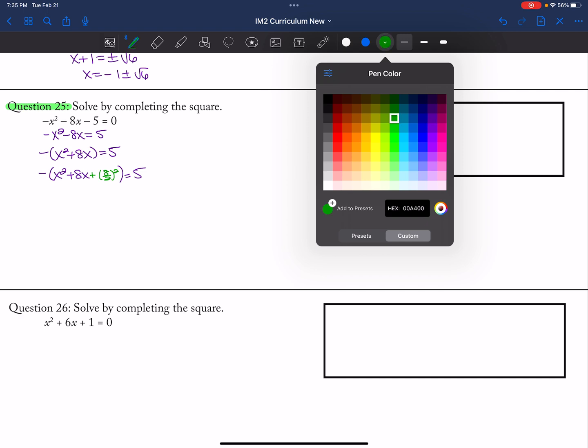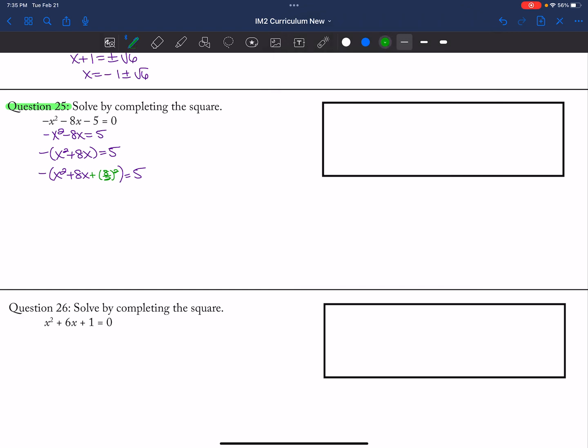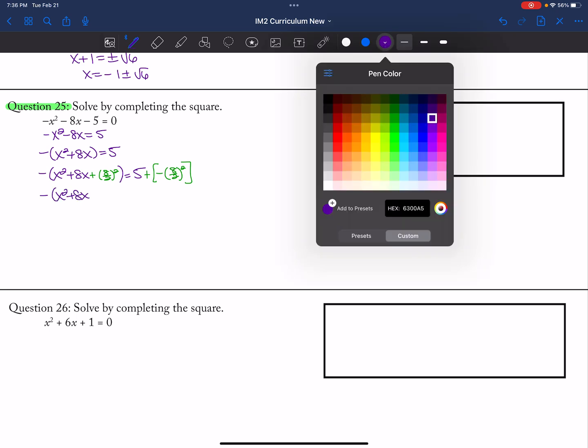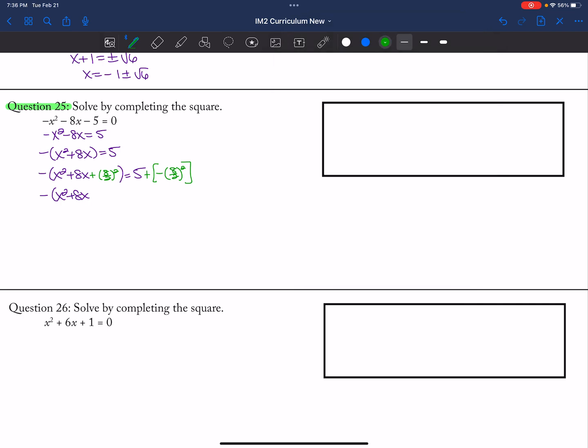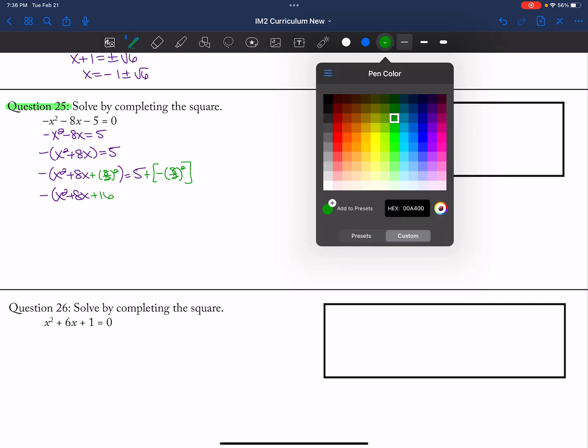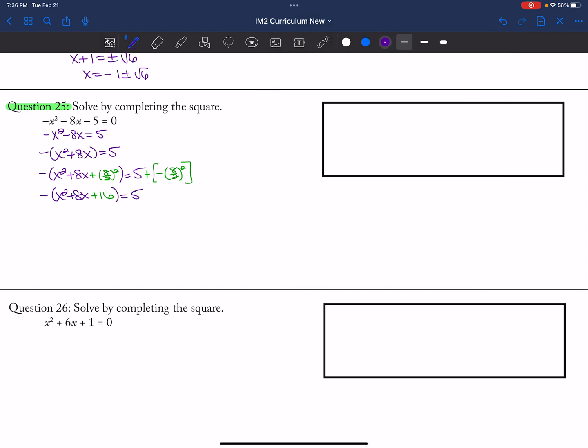And then I have plus, negative on the outside, so there's a negative sign on the outside, 8 over 2 the quantity squared. So that's what I'm adding to the right side of the equation. So then I'm left with negative x squared plus 8x, and then I'll show this step in a different color still, plus 16 is equal to 5, and then technically it is minus 16.